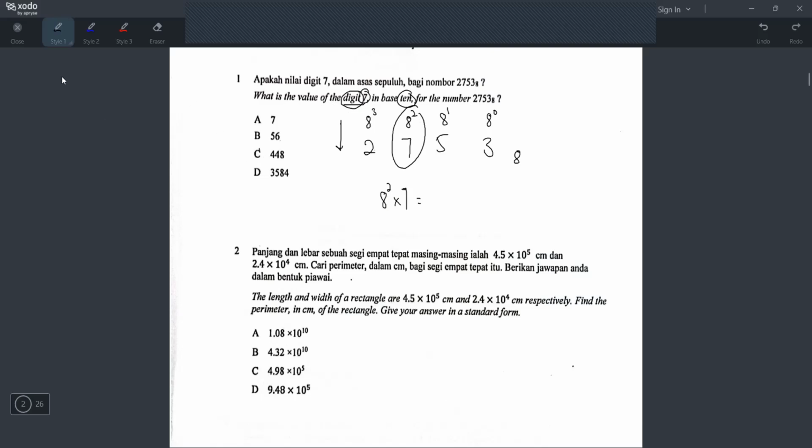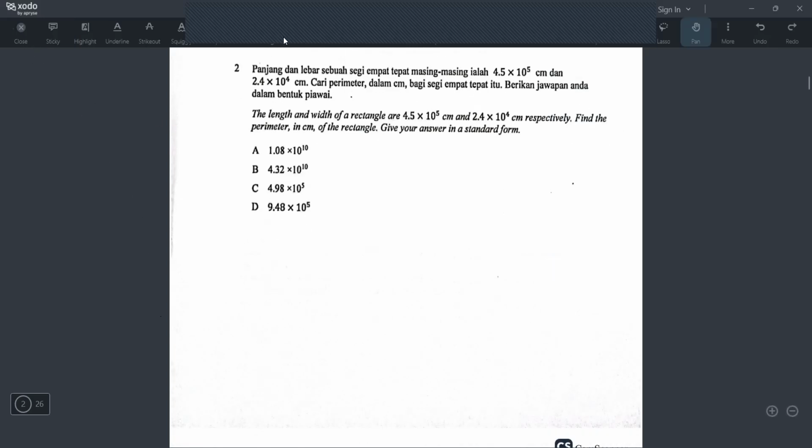So very simple. One more thing you have to be careful: sometimes they don't want you to find the value of the digit. Maybe they just want to find the place value, all right? They will say something like, what is the place value of the 7? If they ask like that, then your answer will be 8 power 2, which is 64, because they only want the place value. Place value is just the one I write above here, right? But if they want the value of the digit, or the digit value, then you have to times, all right? So that one you must know.